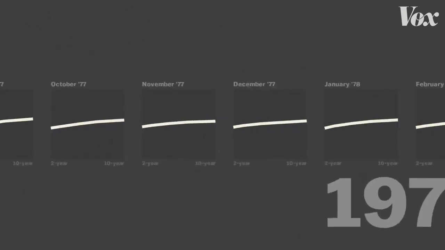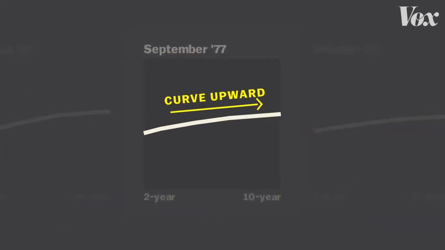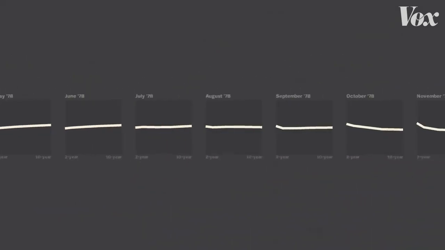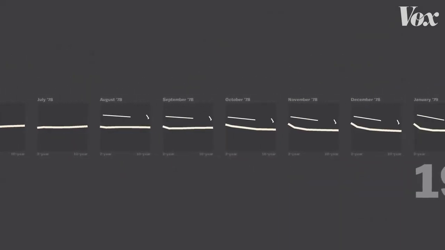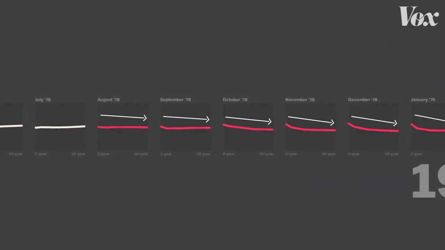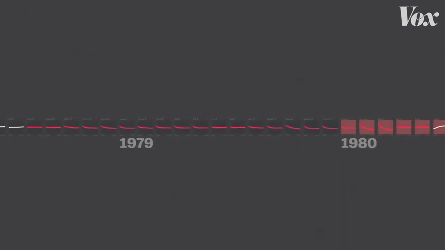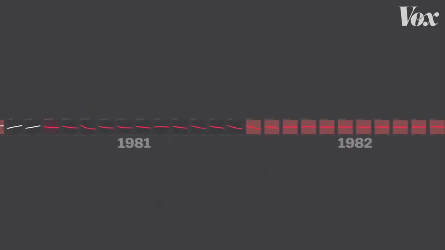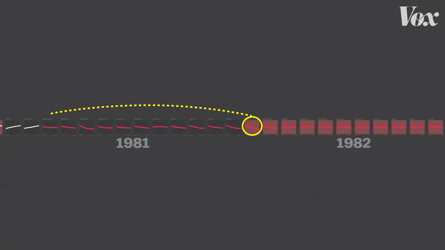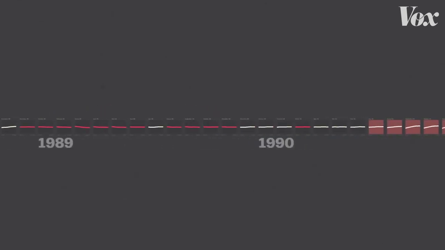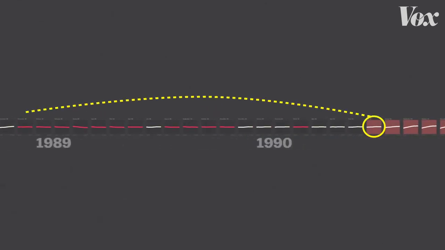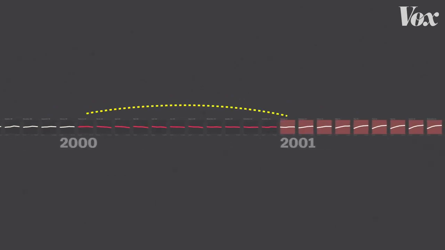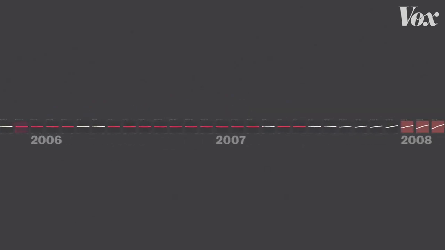You see, normally this line points slightly upward, like here in September 1977. But about a year later, it started pointing the other way, just slightly. And then not long after that, boom, the 1980 recession. It happened again a few months later. The line curved downward, then boom, another recession. And it happened again in 1988, again in 2000, and again in the mid-2000s.